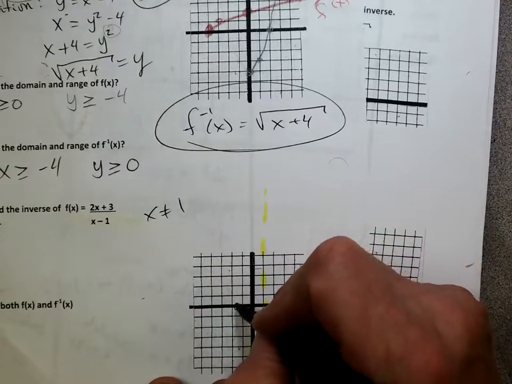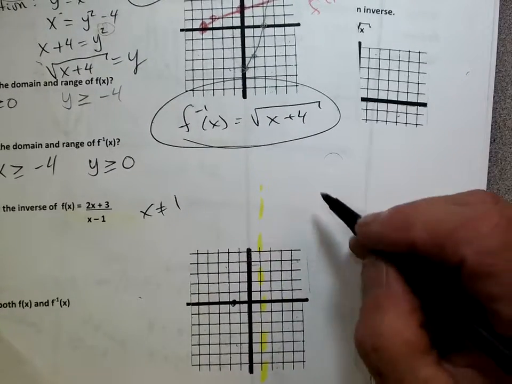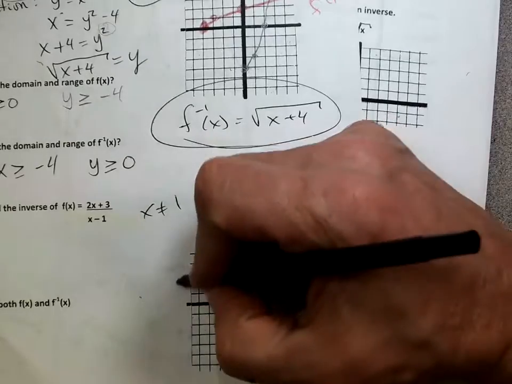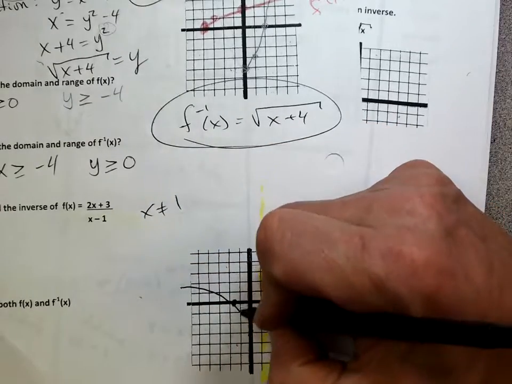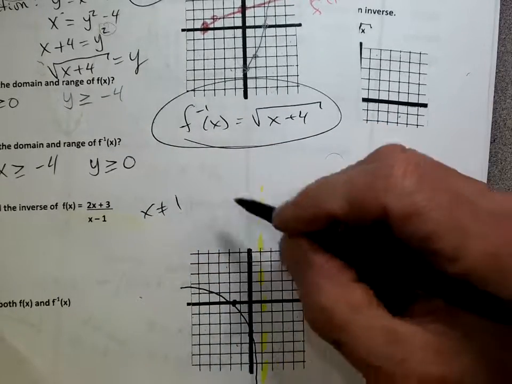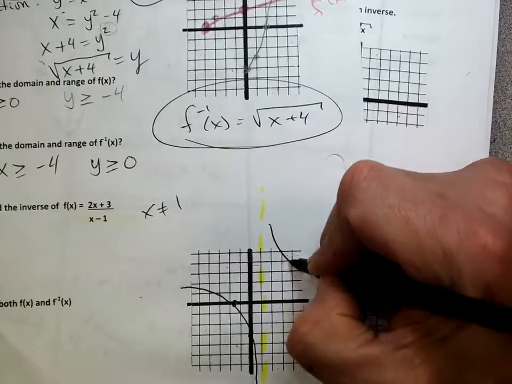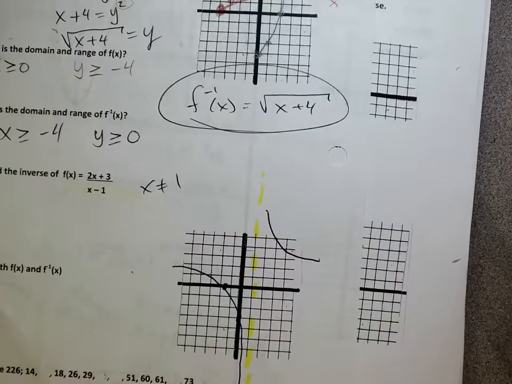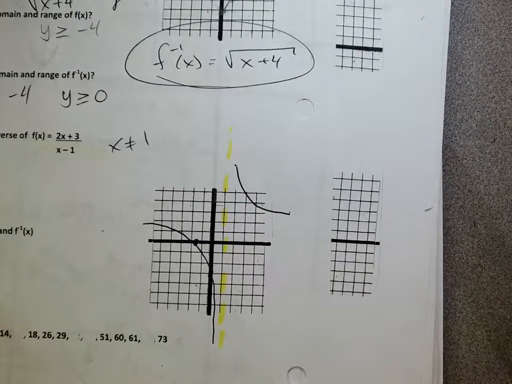So the graph looks something like this, and the other part's way up here, okay? You can go ahead and adjust your window. That's the function. Okay. Now its inverse. Let's do the inverse real quickly.